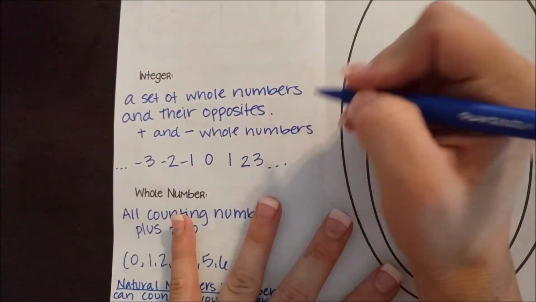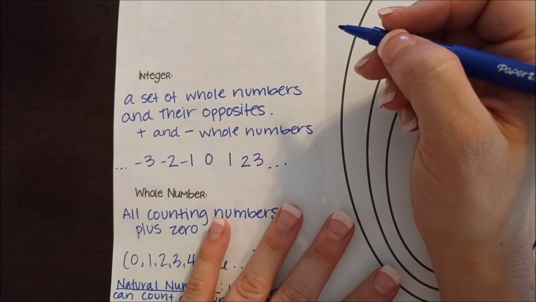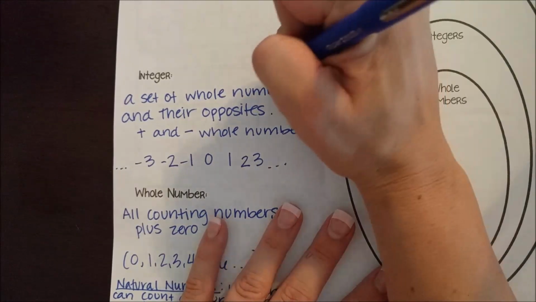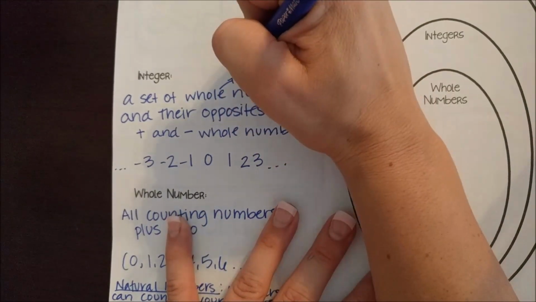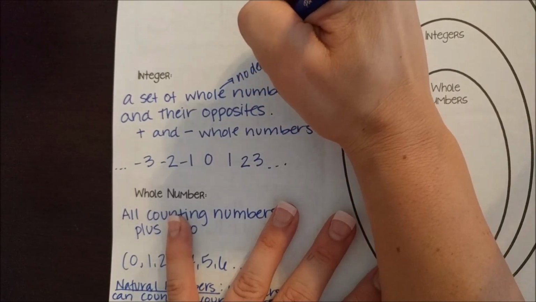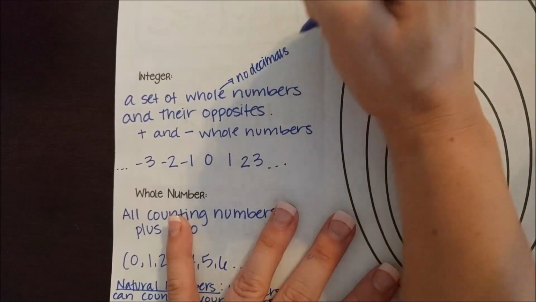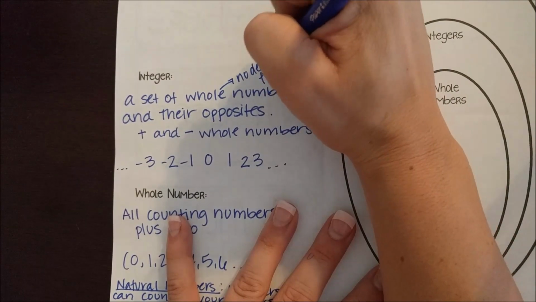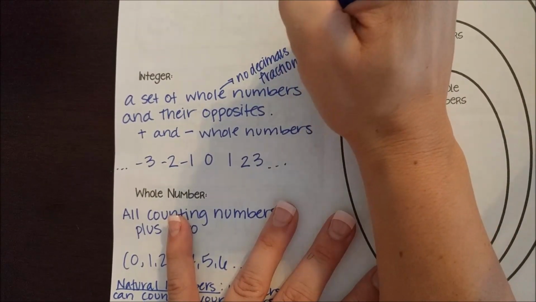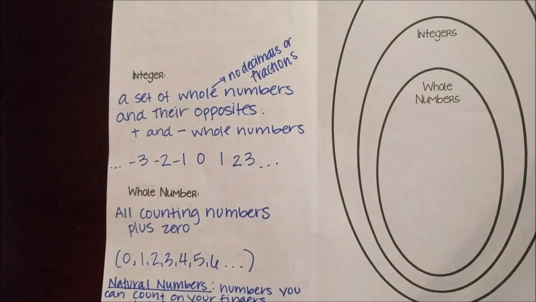Remember, whole numbers don't have any decimals or fractions. Whole numbers have no decimals or fractions. I'll give you a second to copy that down.